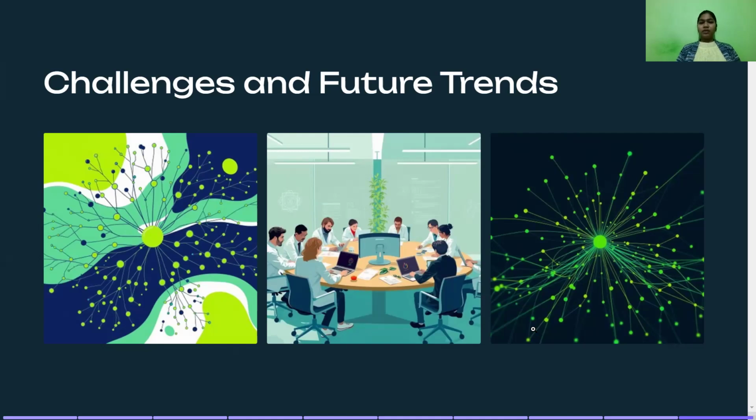Types of neural network: feed forward networks, multi-layer perceptron, convolutional neural network CNN, recurrent neural network, long short-term memory. We will discuss these types of neural network in future videos.